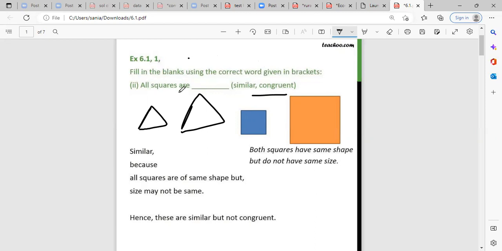So all squares are basically similar. Why? Because all squares are of the same shape, but size may not be the same. Hence these are similar but not congruent. Okay, this is also a square, this is also a square, but you can say the size is different. But for example, if I draw a square which is of the same size, then you can say, ma'am, these are congruent. Congruent, right? So the answer is similar.